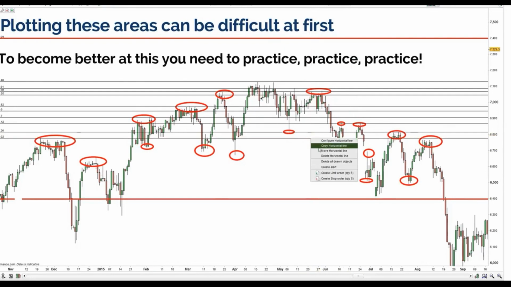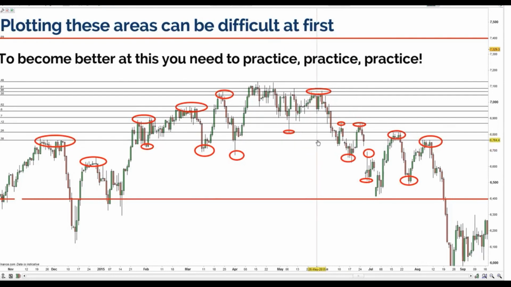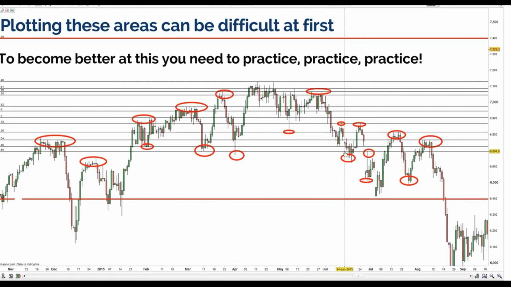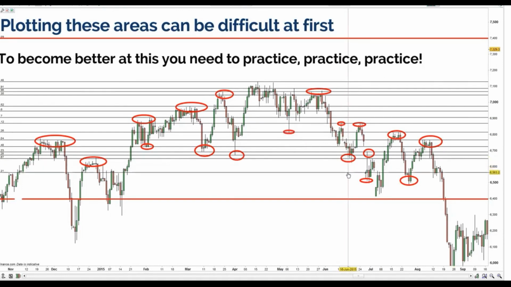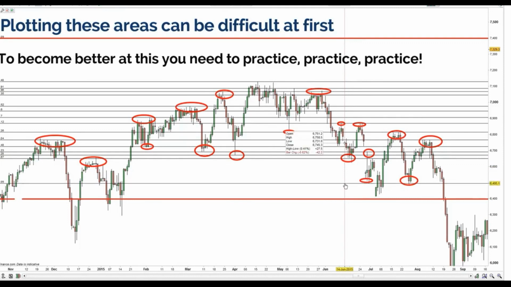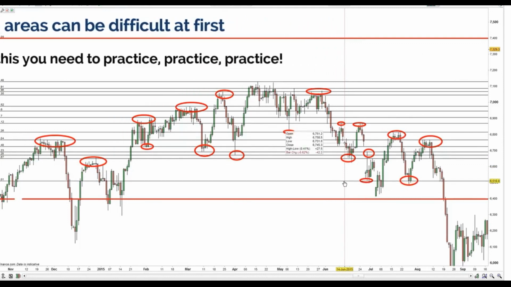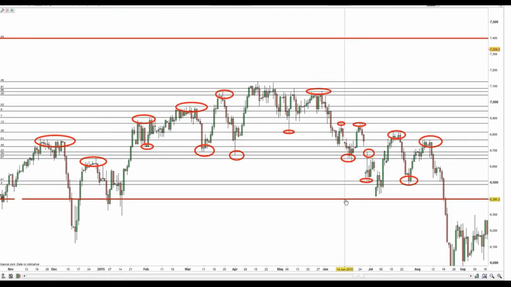Actually, this one could probably come a little bit lower and encapsulate that reaction as well. And then we've got one down here, to there. Got another one here, to there. And then we've got another one here, to there. And then we've actually got another one here to there.